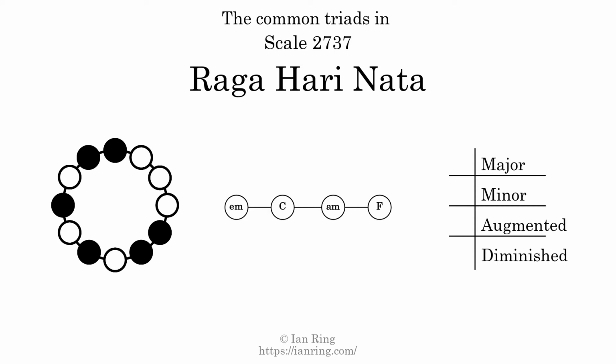101010110001. Here are the common triads present in this scale. The diagram in the center is a graph of parsimonious voice leading between triads. There are 2 major triads. There are 2 minor triads. There are no augmented triads. There are no diminished triads. Here is a Hamiltonian path of parsimonious voice leading that uses all the triads.